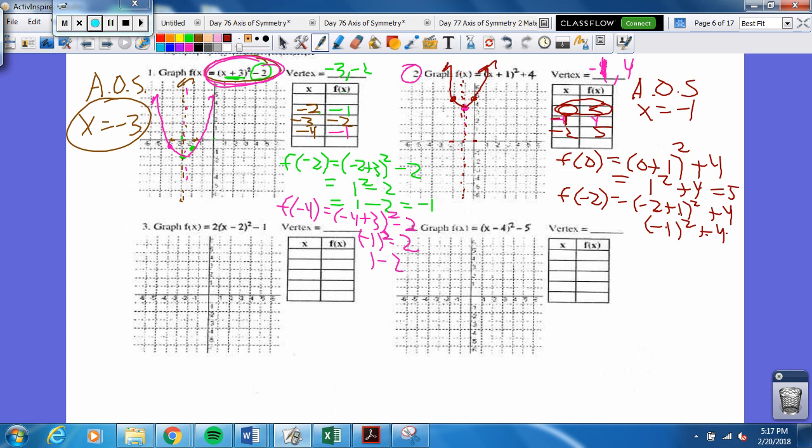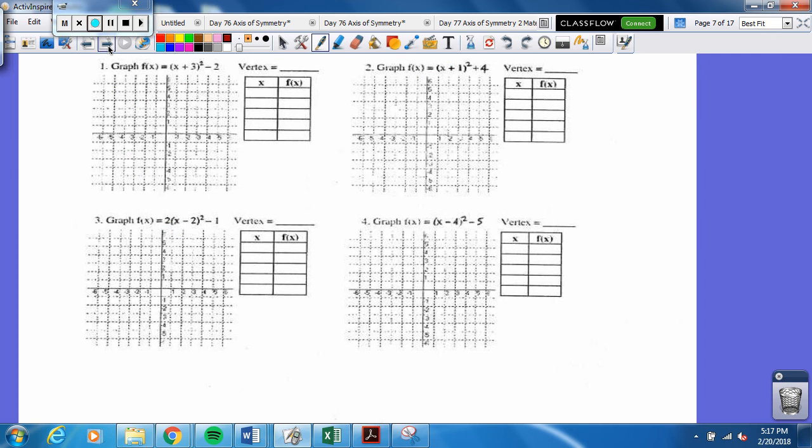All right. So now we have 3 and 4. I want you to try these right now, 3 and 4. This one's a little trickier because it has a number here for a, the 2 on the outside of the parentheses. Not too different. I think the vertex is 2, negative 1. Little hint. Okay. Try 3 and 4. Ready, set, graph. Pause. Go.